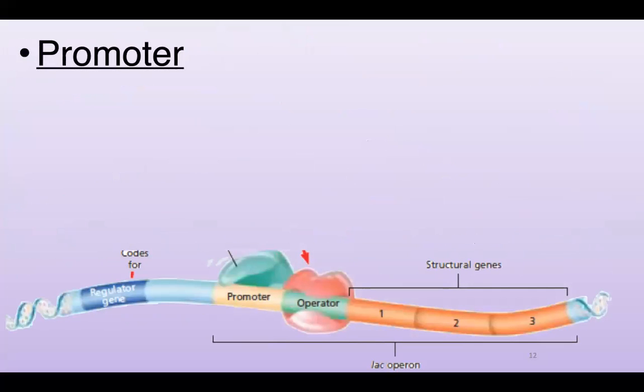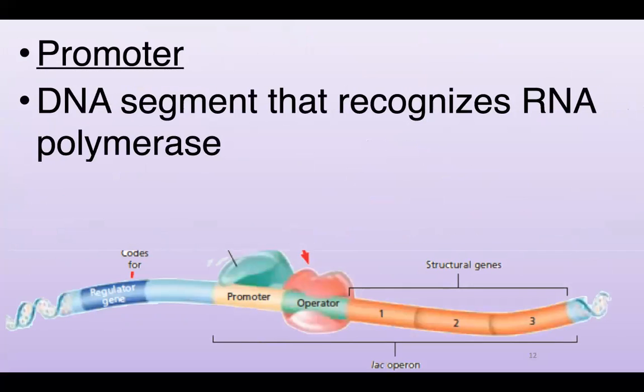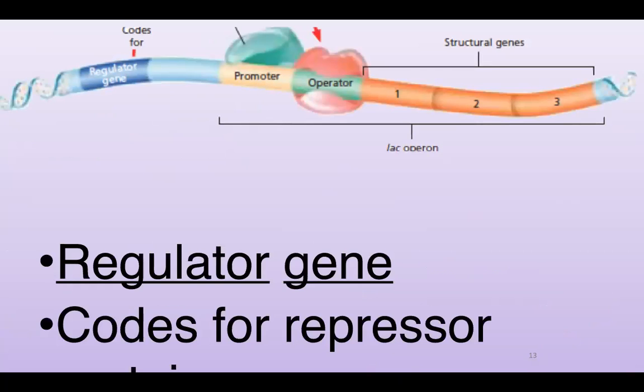Then you have the promoter. Again, the promoter is the segment of DNA that RNA polymerase binds to, marking the beginning of transcription for that particular gene. I guess I'll just write it in then.